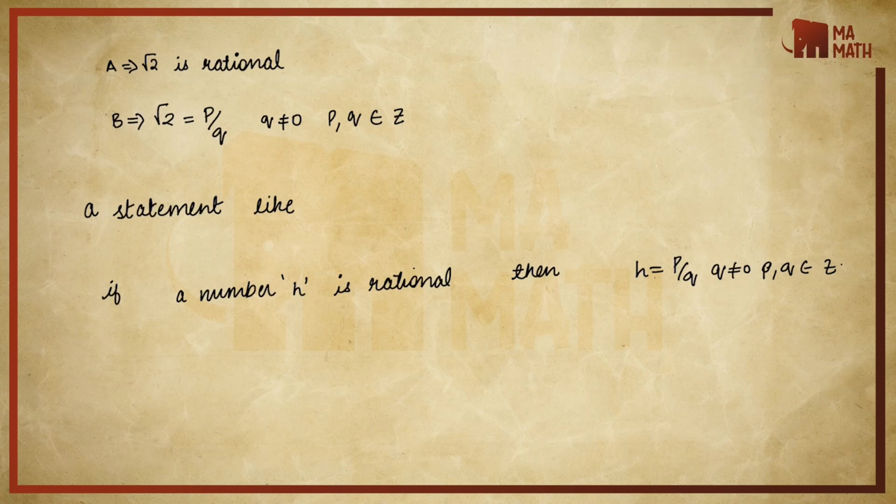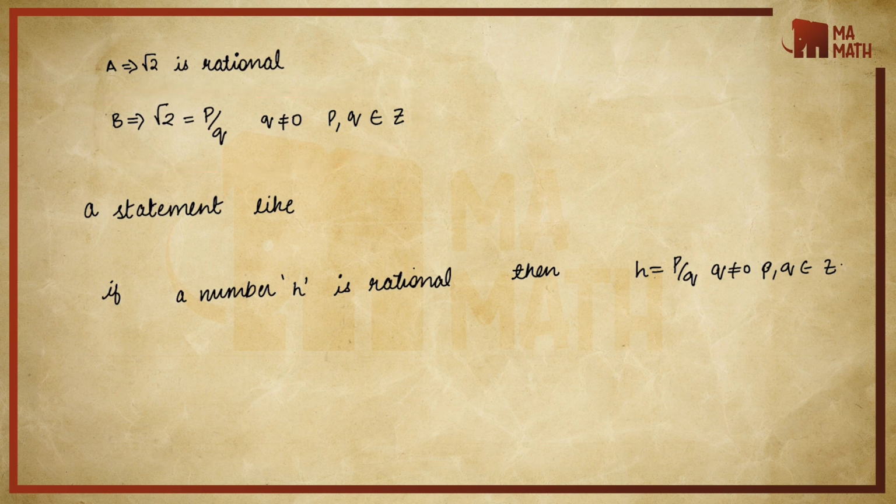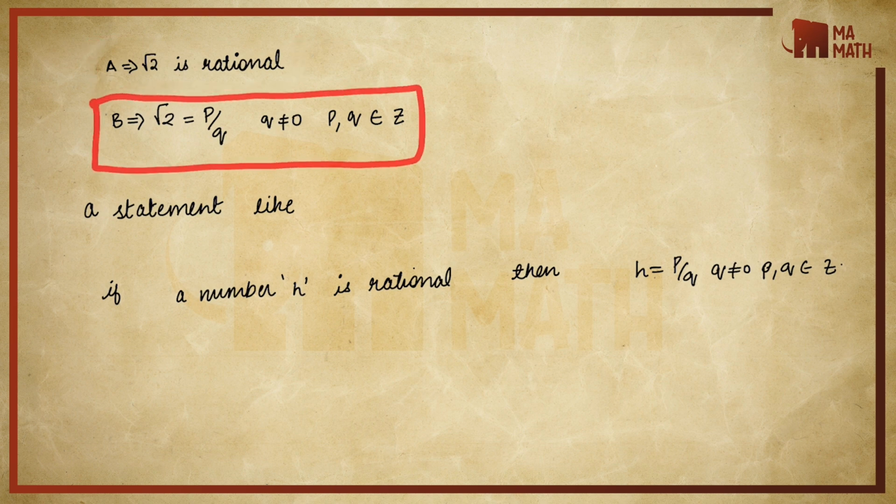Now let's say root 2 is rational. So we are in a world where we don't know if root 2 is rational or irrational. So we are assuming that root 2 is rational. And if root 2 is rational, then our conclusion is that root 2 will be in the form of p by q, where q is not 0 and p, q belong to integers. So this is our statement 1, the assumption statement, and this is our statement 2, which is the conclusion statement. The statements are A and B.